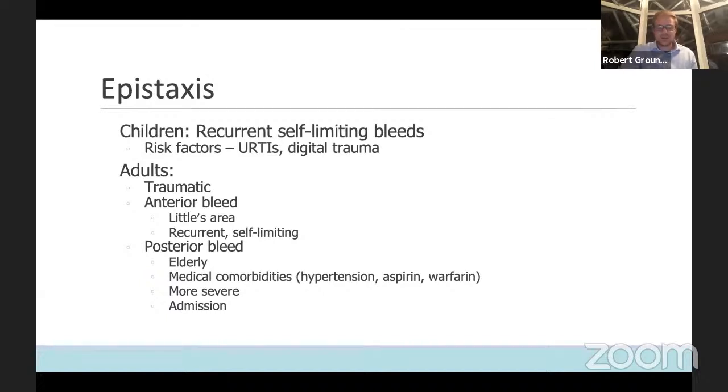In adults, we tend to see often this anterior bleed. Yes, you can have elderly patients with comorbidities, the obvious ones being hypertensive or on aspirin or warfarin or some of the new NOACs, and they're the ones who really we want to see.